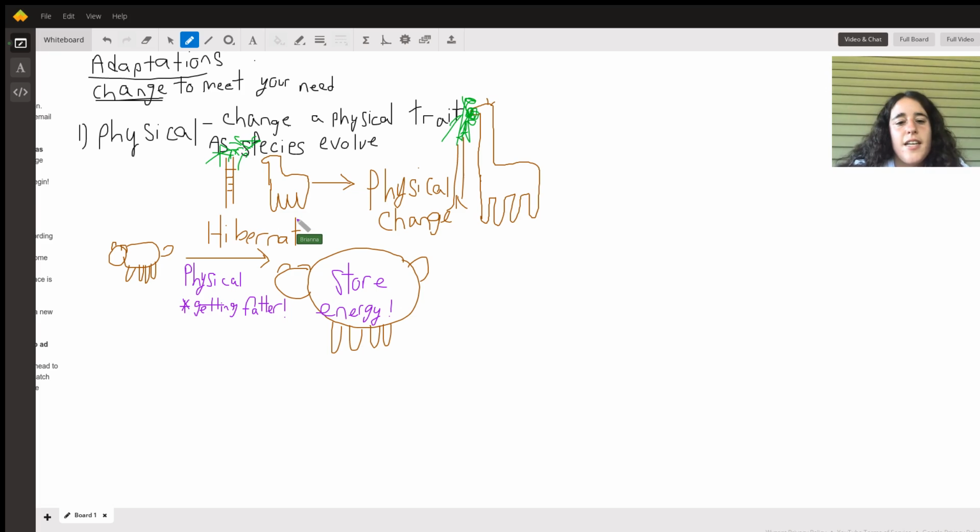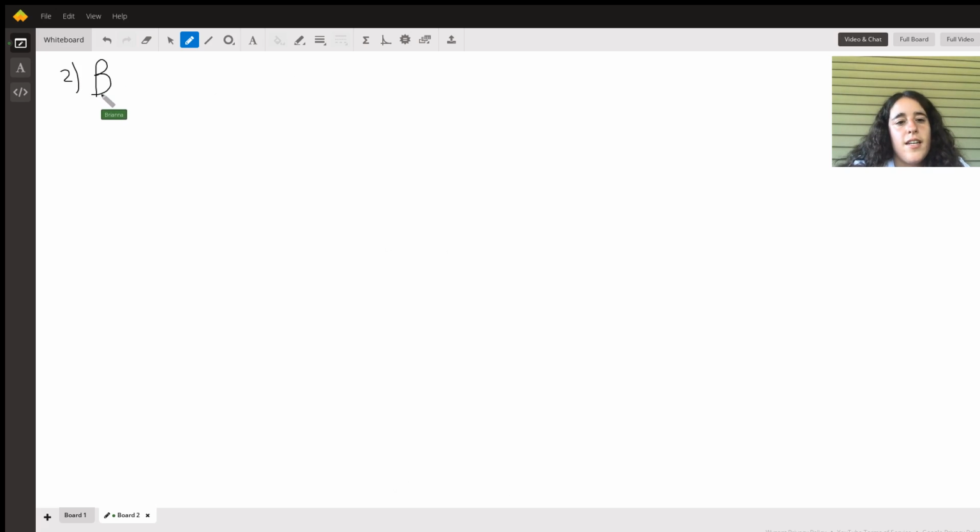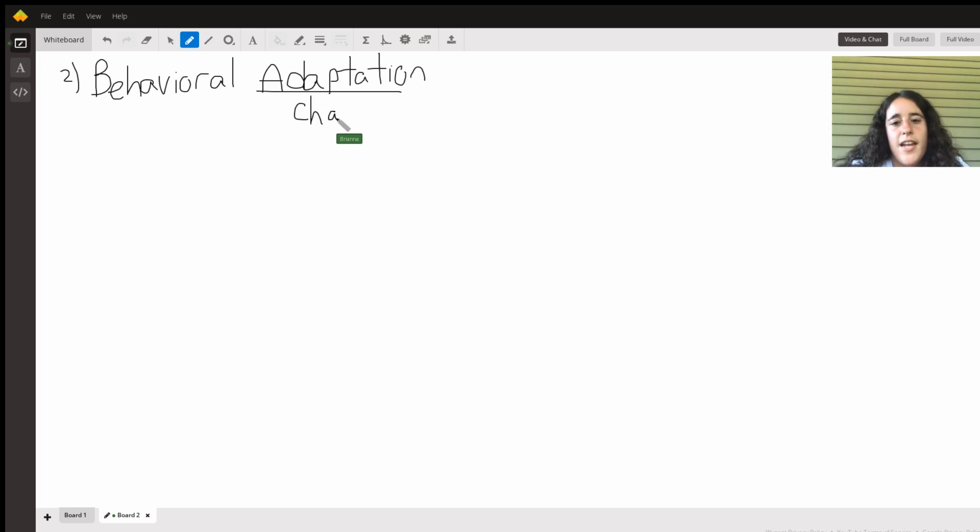This actually brings us into talking about the next type of adaptation. So the second type of adaptation is a behavioral adaptation. With a behavioral adaptation, it's an adaptation, so it is a change. And it's a behavioral adaptation, so it is a change in behavior.